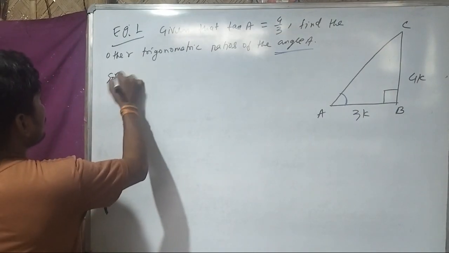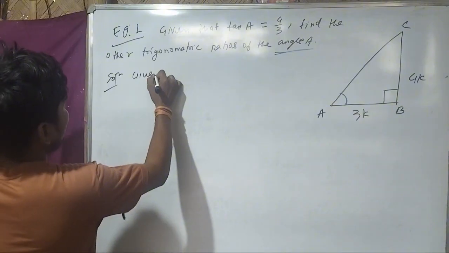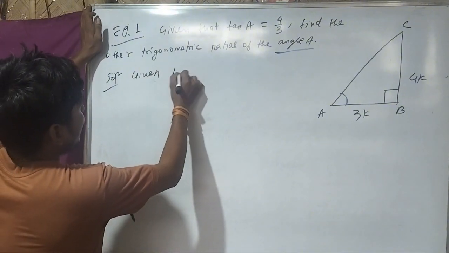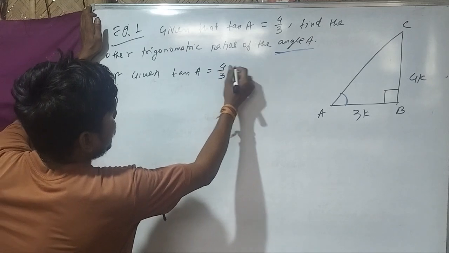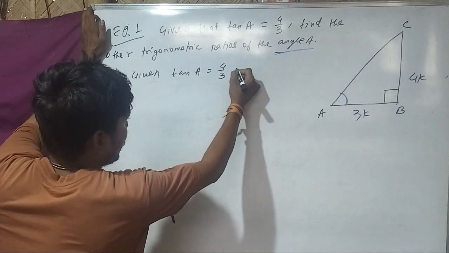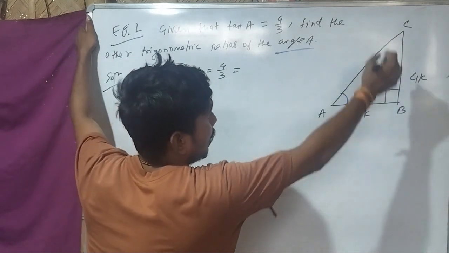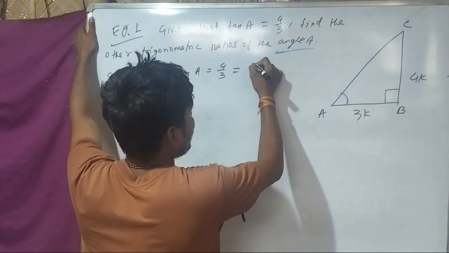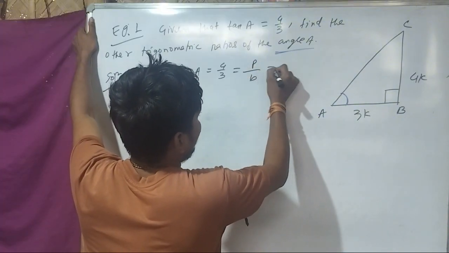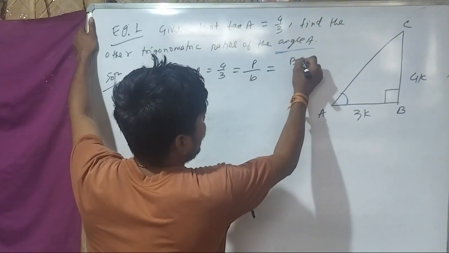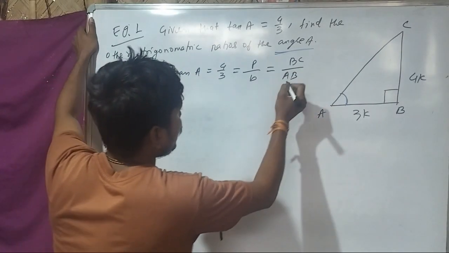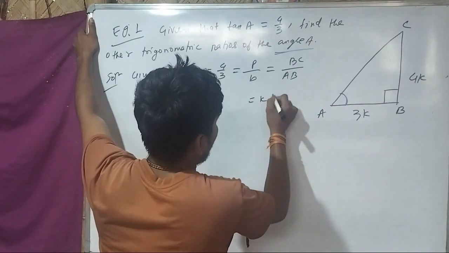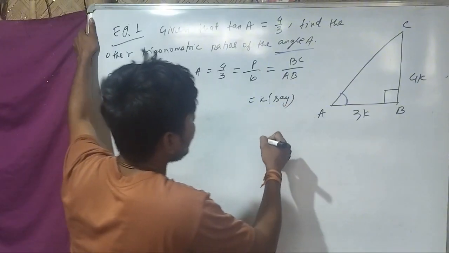What is given? Given: tan of A is 4 by 3. So what is the formula? Tan of an angle is perpendicular by base. Perpendicular by base is the formula of tan theta. The perpendicular will be BC and the base AB.